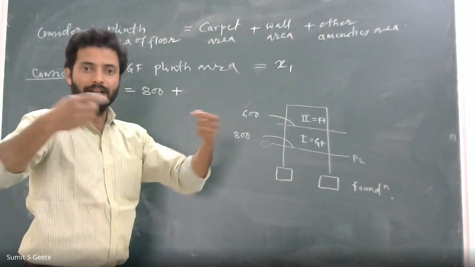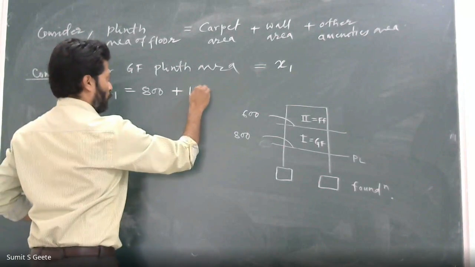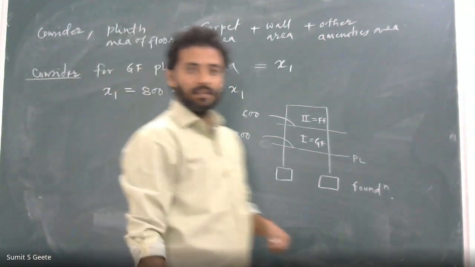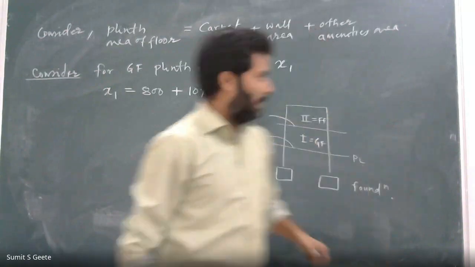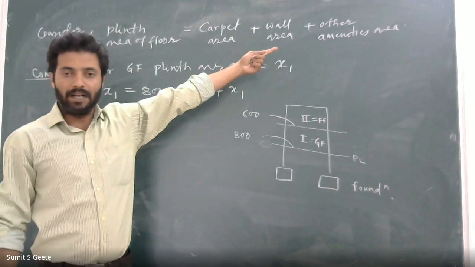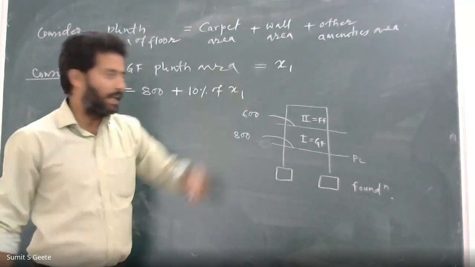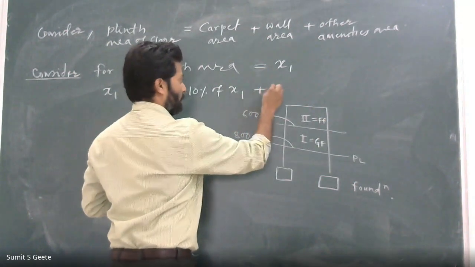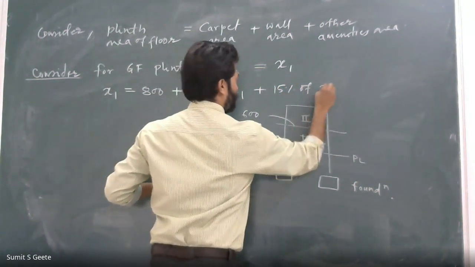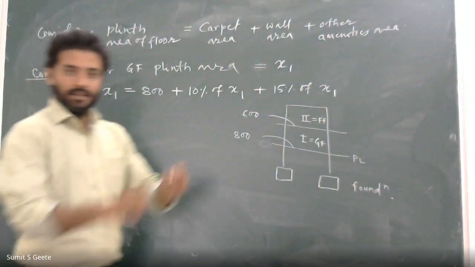10 divided by 100 into x1. So 10% of x1. Exactly. This is the meaning of it. Now the next, other amenities area. Now the point number 1. Other amenities area is how much? 15% of plinth area. So again, other amenities area is 15% of again x1.